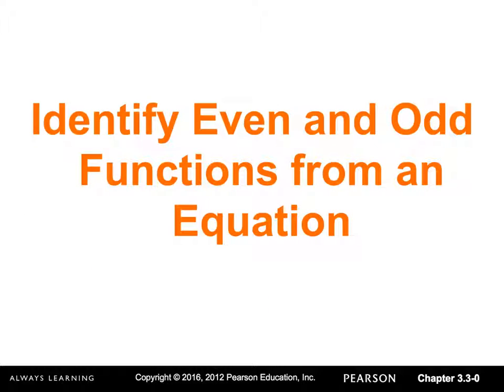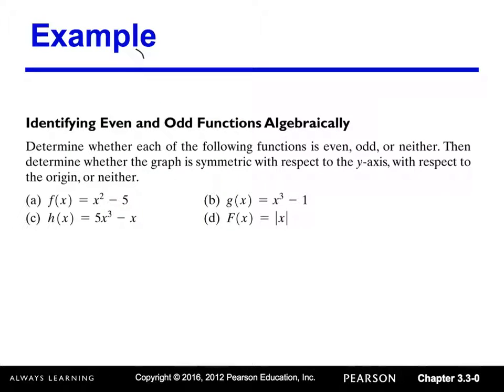Okay, so now we want to be able to identify if a function is even or odd from its equation. And we've actually done this before when we were trying to determine symmetry, okay? So let's look here at A first. In A, we want to see what we get for y when we substitute negative x in for x.